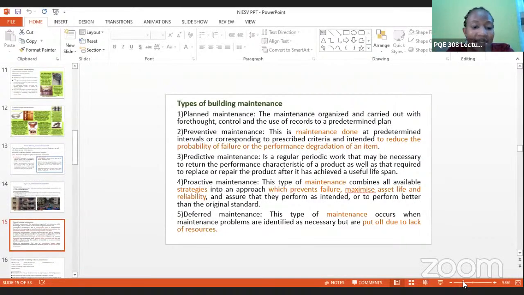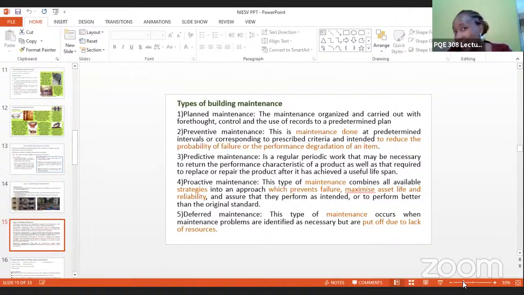We also have proactive maintenance. I highlighted some words. It's a maintenance strategy which prevents failure and maximizes asset life and reliability. A maintenance strategy for stabilizing the reliability of any equipment. That is what we call a proactive. Then deferred, of course, you can defer something. I'm not doing this thing now, let me do it later. Just as the name implies, a deferred maintenance: this type of maintenance occurs when the maintenance problems are identified as necessary, but are put off.